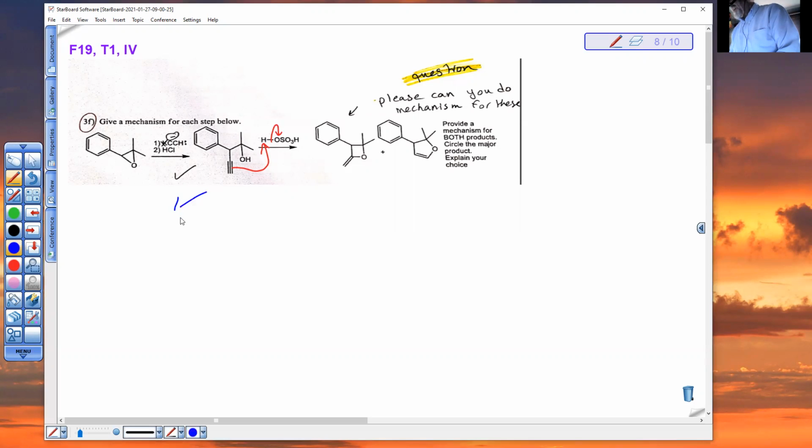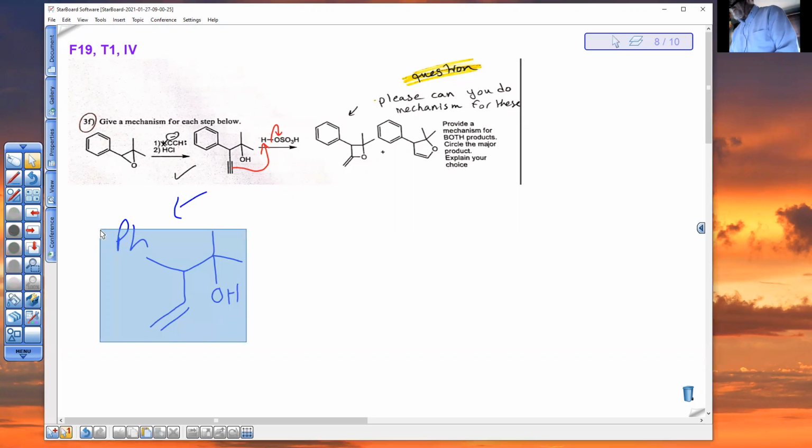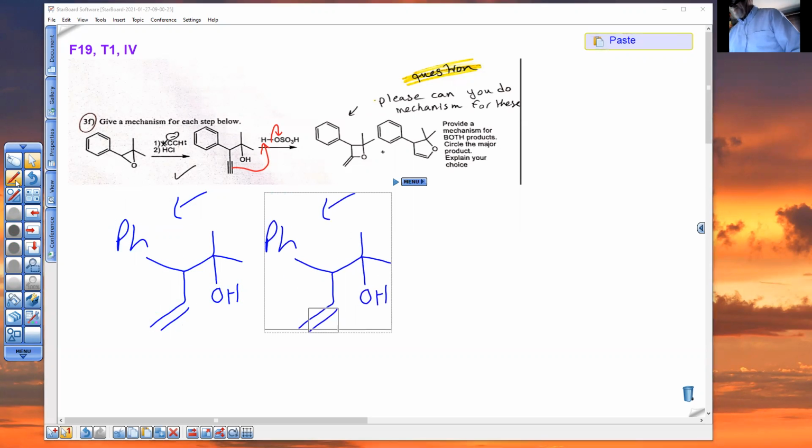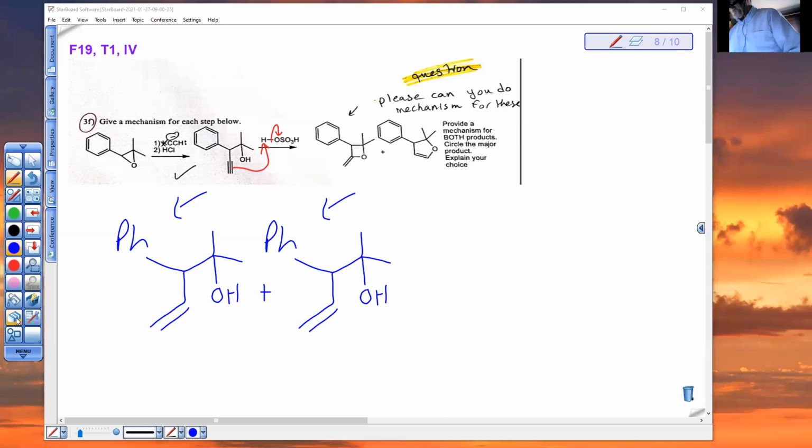And we are generating phenyl attached to C double methyl OH attached to C double C. Copy paste, with a plus sign. One of them has the cation here. Lazy again. And one of them has the cation here.